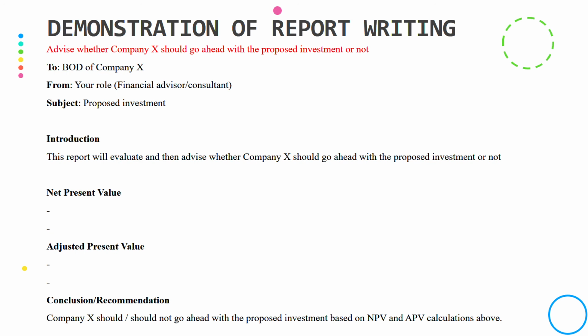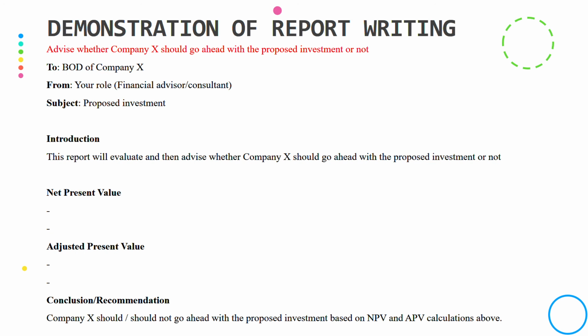You can write that net present value and adjusted present value are based on some assumptions. So if one variable changes, let's say cost of capital changes, your net present value will change. Sorry, cost of equity in this case, because we have APV also. So if cost of equity changes, net present value will change. So all those things we can write.